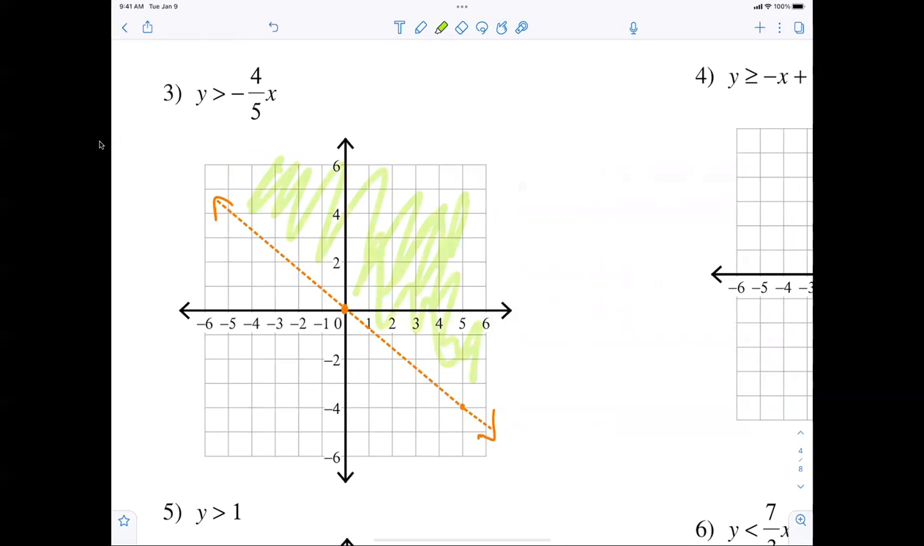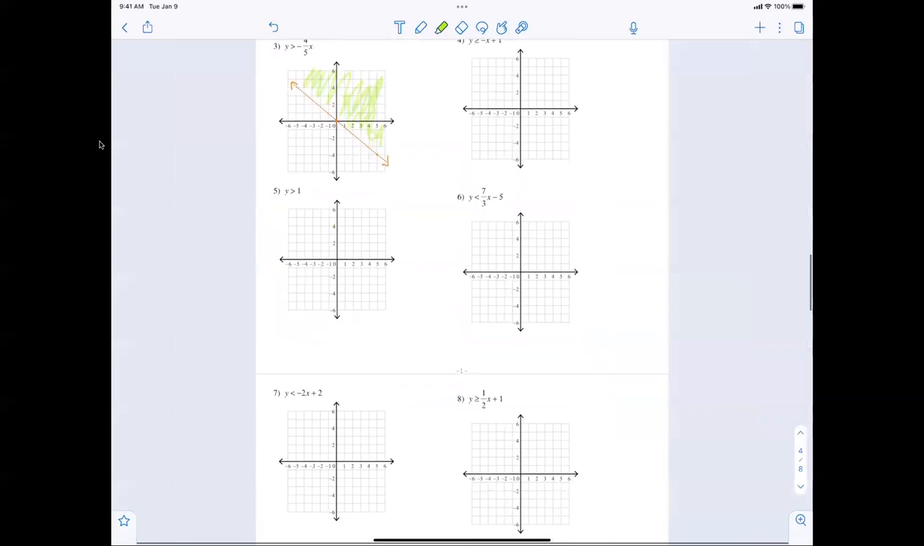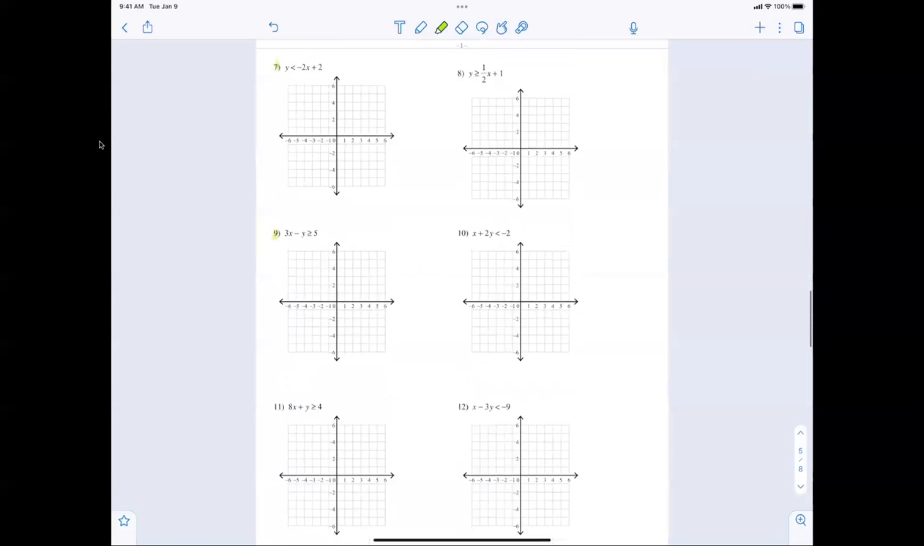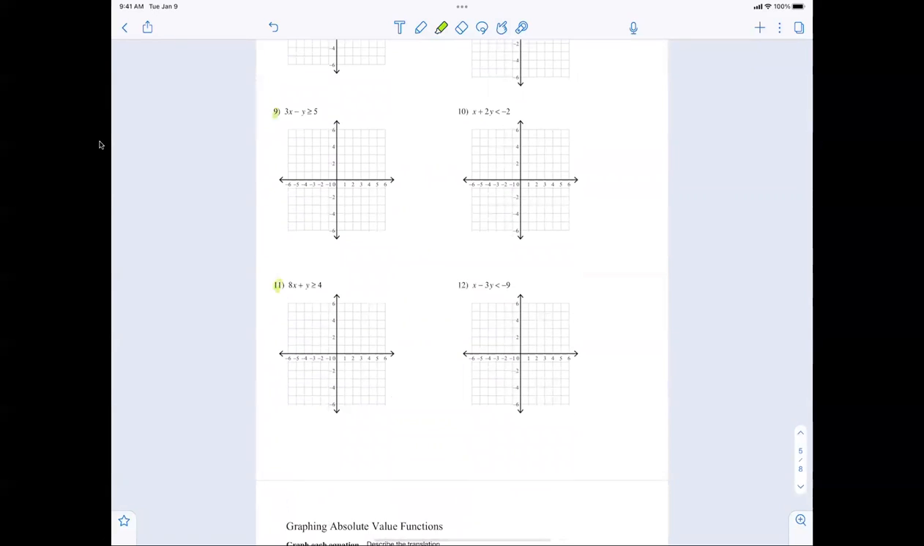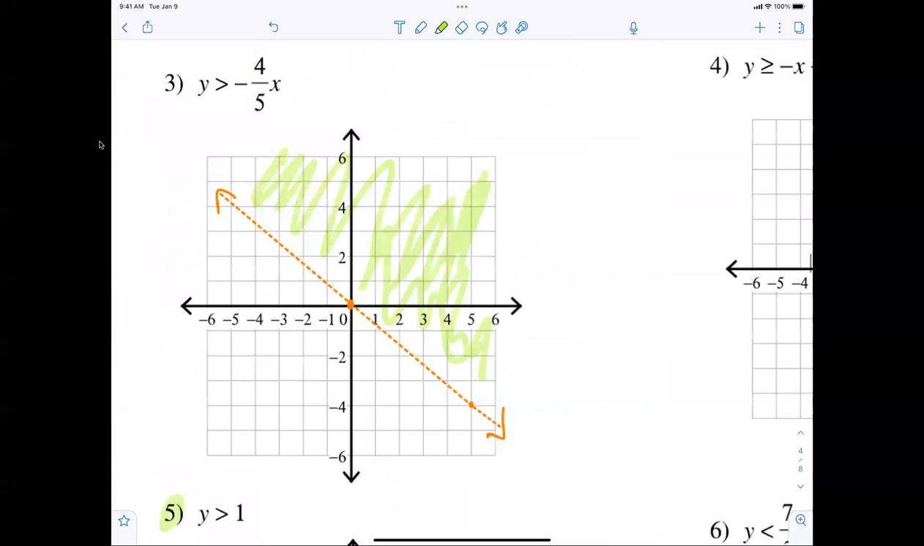All right. Now I want everybody to highlight 5, 7, 9, and 11. And tomorrow we'll graph absolute values. But before we close, I want everybody to go to their calculator real quick. It's not necessary, but I just like to show kids this. Everybody go to their calculator.